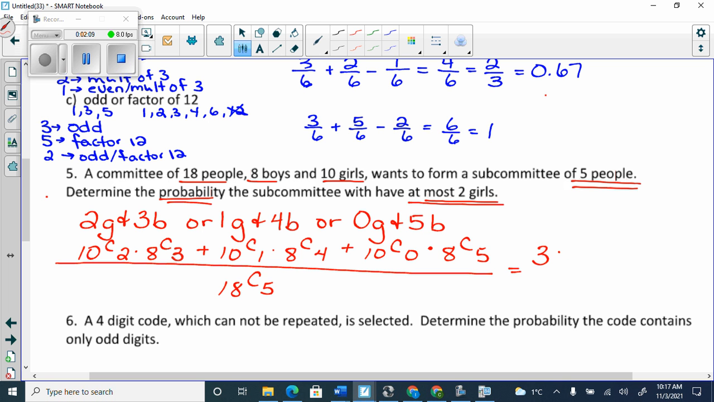3,000. Okay. And then the bottom, we get 8,568 possible subcommittees, right? And I get 0.38.